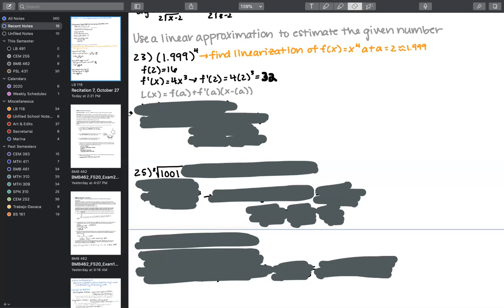And so now we've got the information we need to plug in. And this is going to be our linearization equation that will be a general estimate for whatever value we want to plug in for x. And so we're going to plug in a 1.999. And so L of 1.999 is equal to 16 plus 32 times 1.999 minus 2.